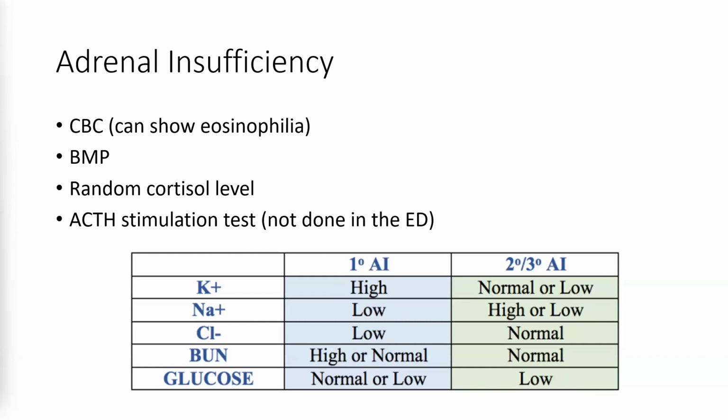So again, there's primary adrenal insufficiency. You'll often see high potassium, low sodium, and low chloride. The BUN can be high or normal, and the glucose can be normal or low. In secondary or tertiary adrenal insufficiency, you can see normal or low potassium, high or low sodium, usually normal chloride, normal BUN, and a low glucose.